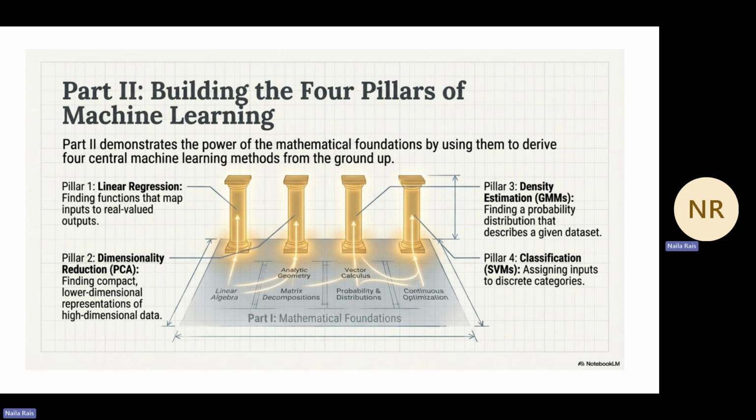Pillar 2, dimensionality reduction, PCA, finding compact lower dimensional representations of high dimensional data. Pillar 3 is density estimation, GMMs, finding a probability distribution that describes a given dataset. Pillar 4, classification, SVM, assigning inputs to discrete categories.